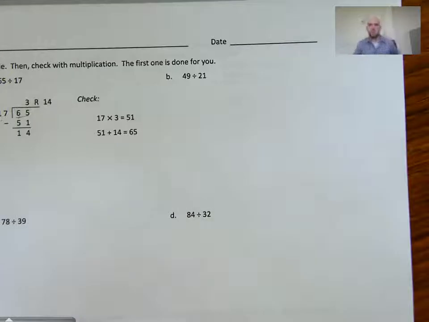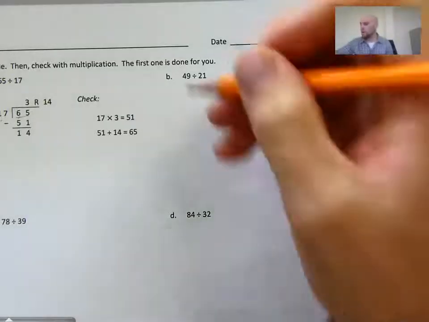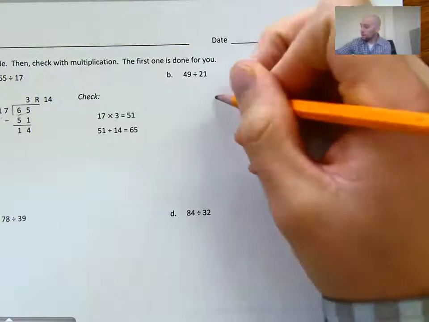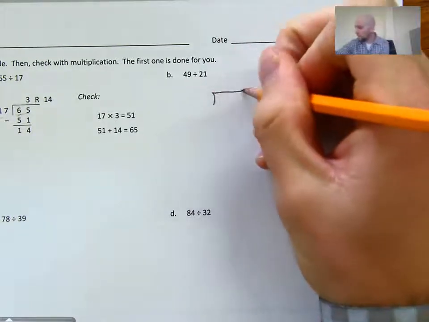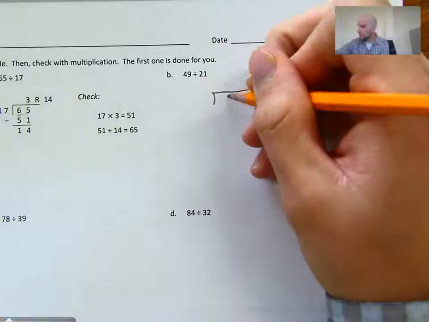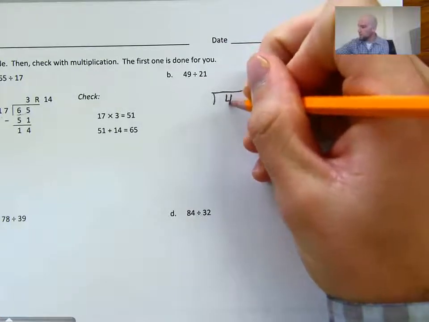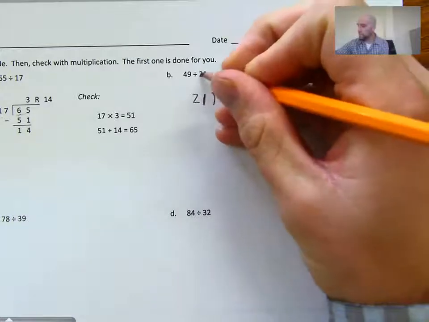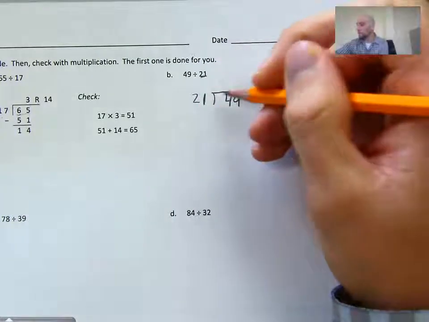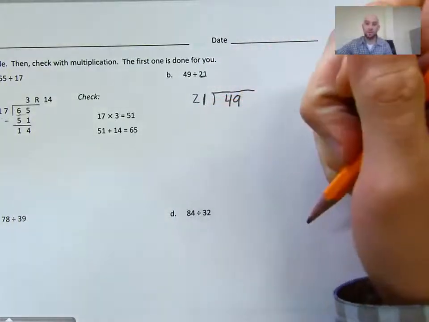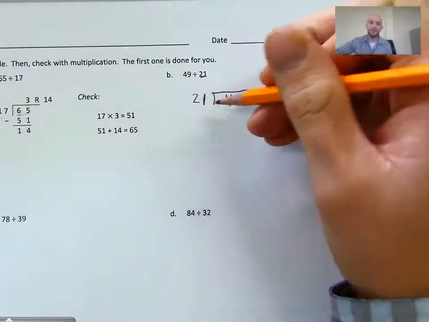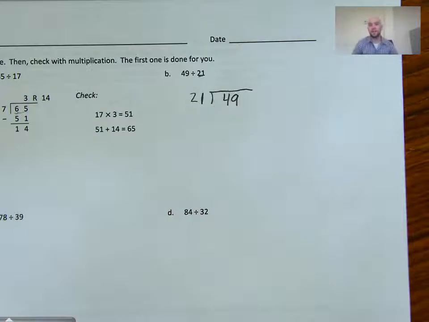So we're going to start here with letter B. It says 49 divided by 21. So I'm going to make my long division box here, and I'm going to put 49 inside of the box and 21 outside. 21 is my second number here, divided by 21. When I'm dividing by, that number goes outside of the box. Now, we don't have a nice even multiple of 10 here, like 20 or like 10 or 30.